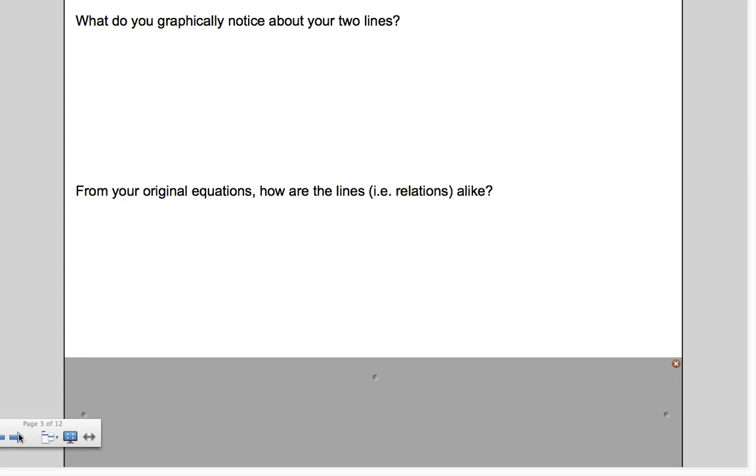So here we're going to hand out, actually no. So here we notice that the 2 lines are parallel.